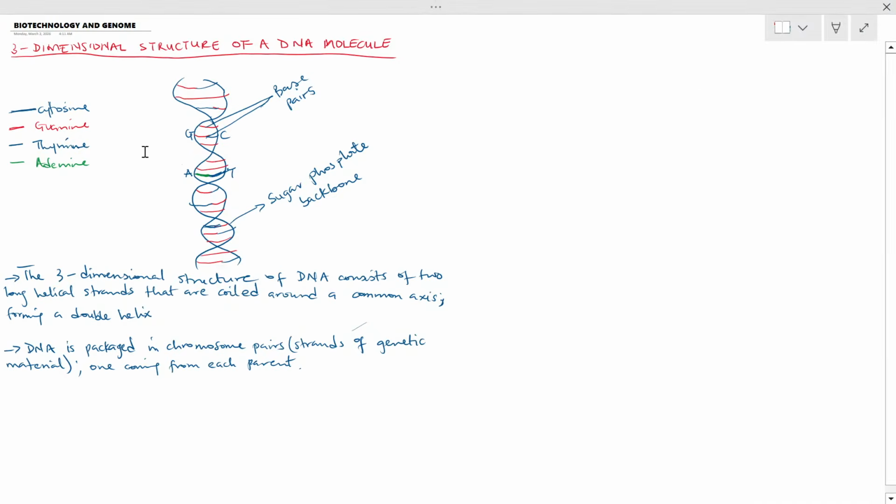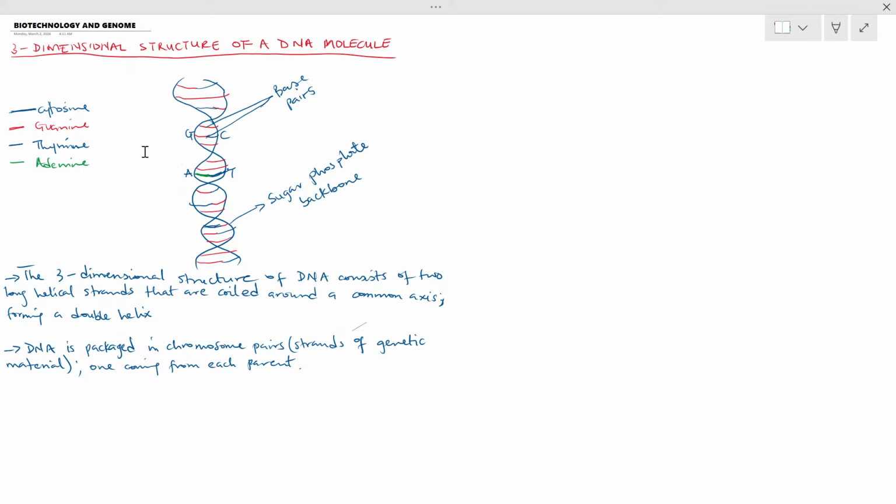All right, so we have the three-dimensional structure of the DNA molecule as the next thing we saw. And we saw that the three-dimensional structure consists of long helical strands that are coiled around a common axis. Worthy to note here is that we've shown you the DNA molecule in different formats: the sugar phosphate backbone, the base pairing of nucleotides, and of course the three-dimensional structure of the DNA molecule.